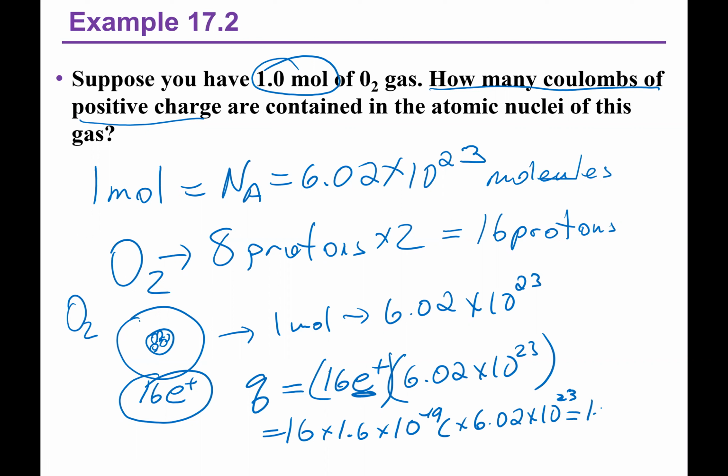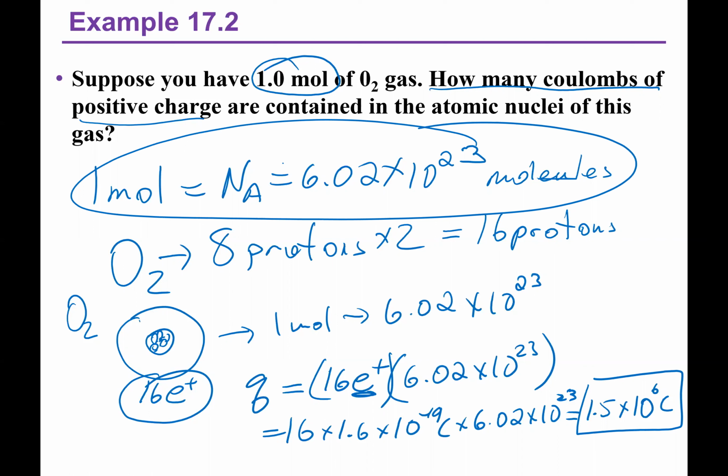And then what we get here is 1.5 times 10 to the 6 coulomb. That means I get 1.5 times 10 to the 6 coulomb of charge. All right, so we have a lot of charge because we have a really large number of molecules, and this is a molecule that has a large number of protons in the nucleus. That means overall we get 1.5 million coulomb of charge, which is an insane amount of charge.